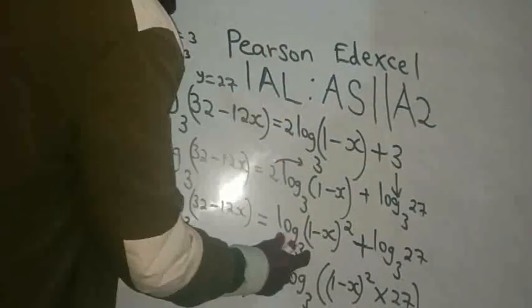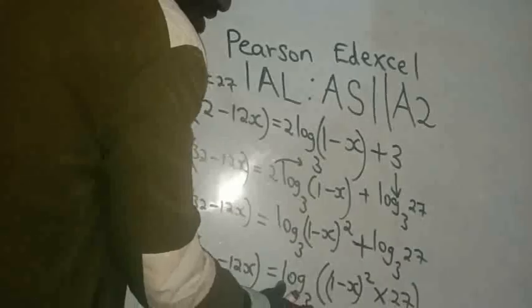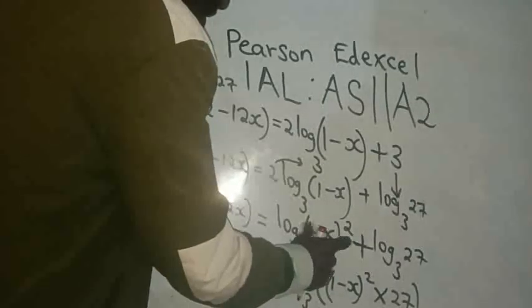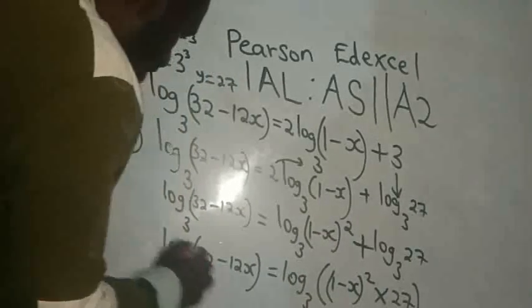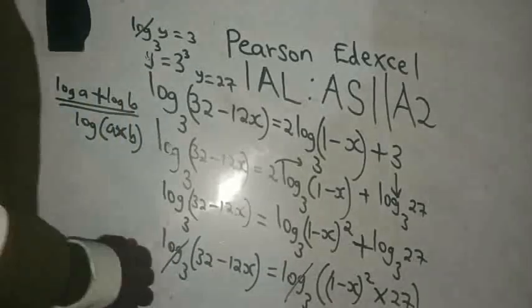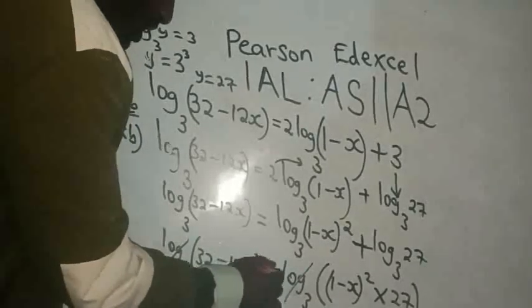So times 27. Okay, so log to base 3, log to base 3 is factorized out. We are combining these two logs. So we shall take this, then plus changes to multiplication, that times 27. So we shall say log to base 3, log to base 3 are all dropped, and actually found on either side of the equal sign.